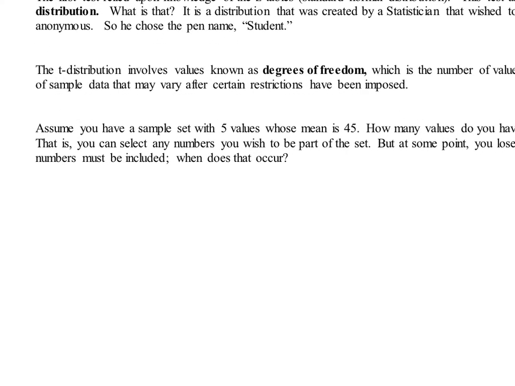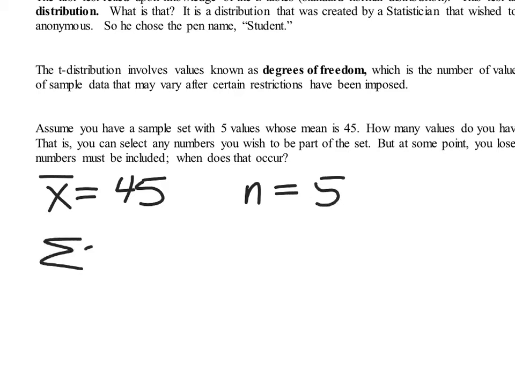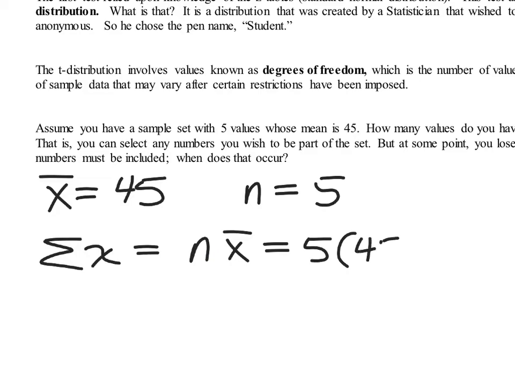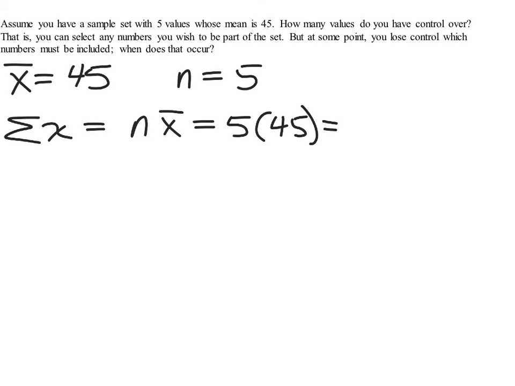All right, so if I'm telling you that my mean is 45 and my n value is equal to 5, then the sum of the values in the set is going to be n times x bar, or 5 times 45. Which is what? Unit circle numbers, it should be easy. 225, yeah. Unit circle numbers, not made up numbers.